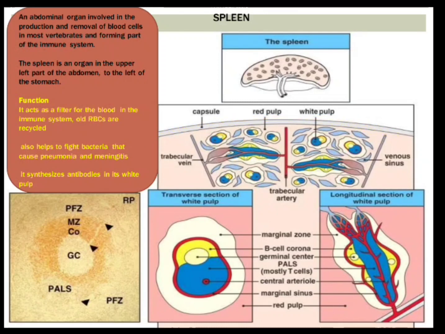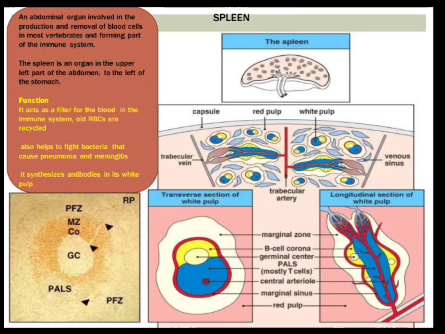Now the capsule has certain invaginations, which are called the trabeculae. Here it is called a trabecular vein. Inner to the capsule, it has many different types of cells. It is divided into something called the red pulp and the white pulp. Basically, the main function of the spleen is the repair of damaged cells.